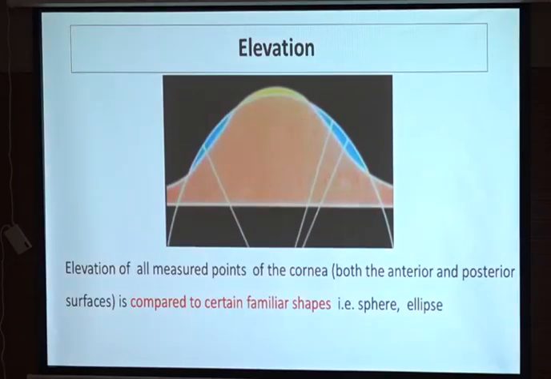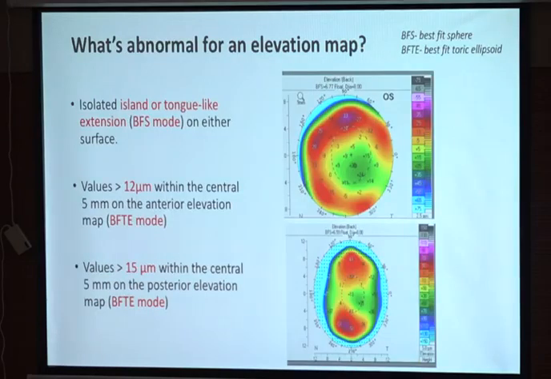But if you want to go into finer detail, there are options on the machine of looking at a toric ellipsoid, because the cornea is actually not a sphere, it's a toric. So again, what's abnormal? This has been said by Dr. Alisha. You may find values in these slides different, because they are for different reference surfaces. Normally anything more than 12 or more than 15 on the anterior and posterior.